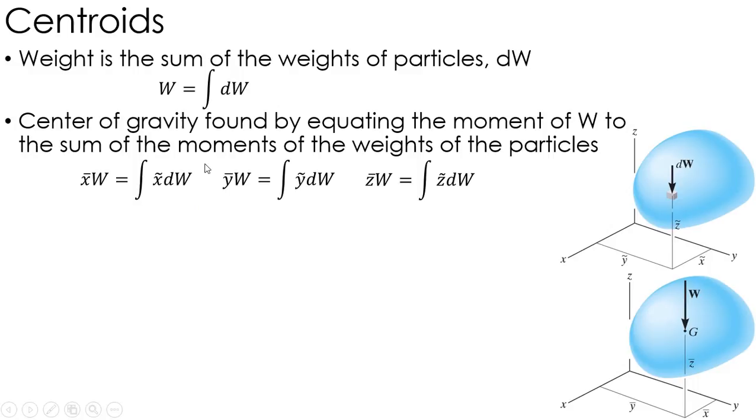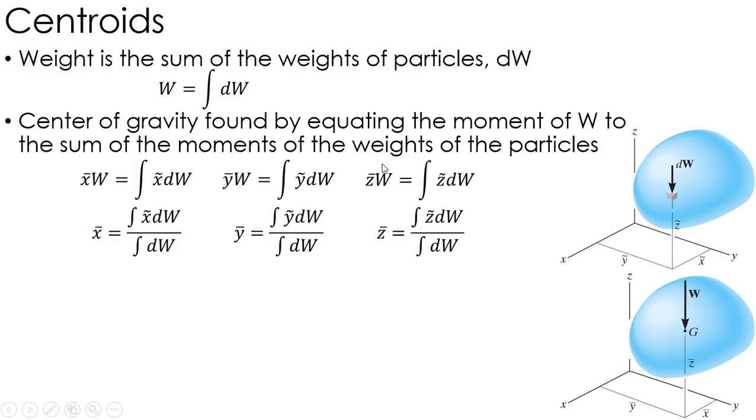Rearranging each of these for the x, y, and z directions, I can find the x, y, and z location of the centroid by taking the integral of the x location of each particle times the weight of each particle, divided by the integral of the weight of each particle. That's how I find my center of gravity.